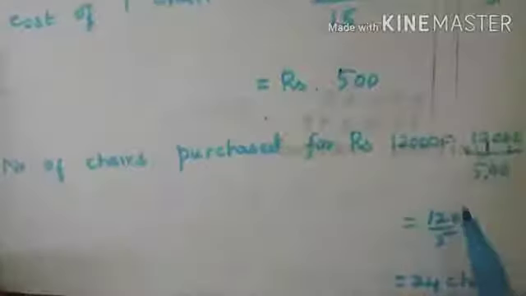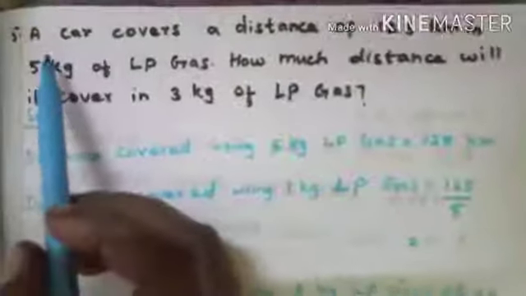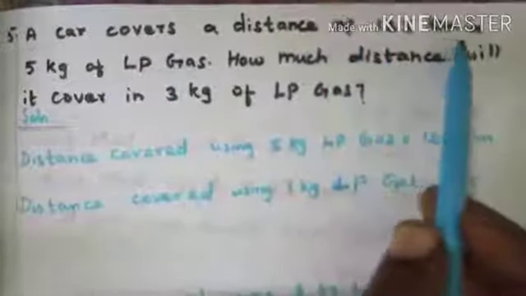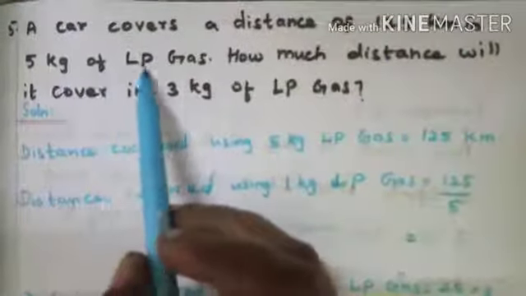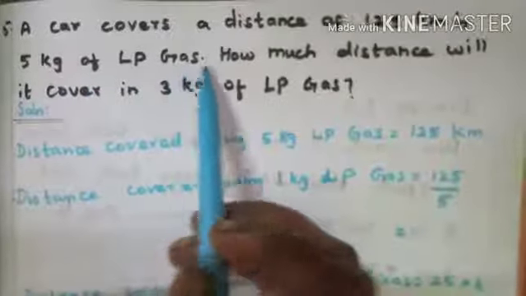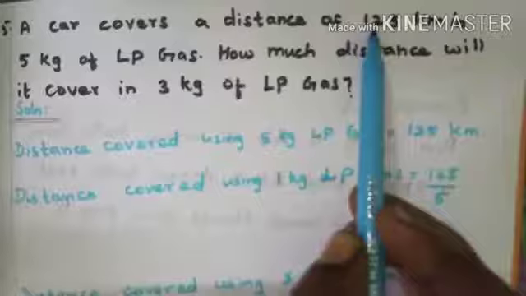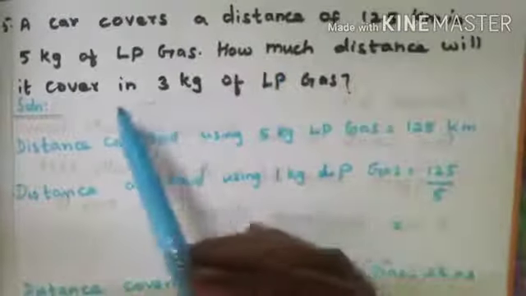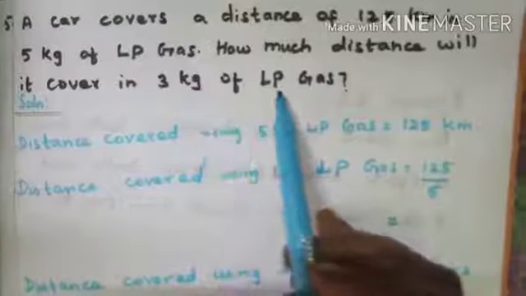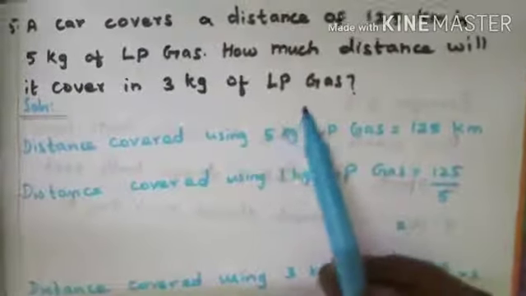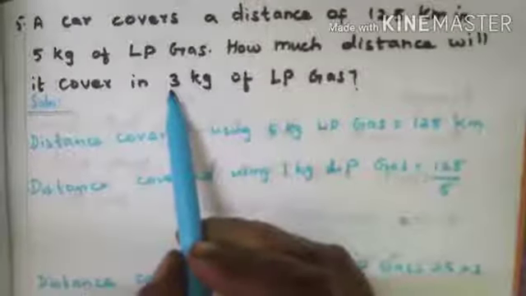Fifth question, a car covers a distance of 125 km in 5 kg of LP gas. Using 5 kg of LP gas, the distance covered by the car is 125 km. How much distance will it cover in 3 kg of LP gas? So we are going to find for 1 kg, and then we are going to multiply it by 3.